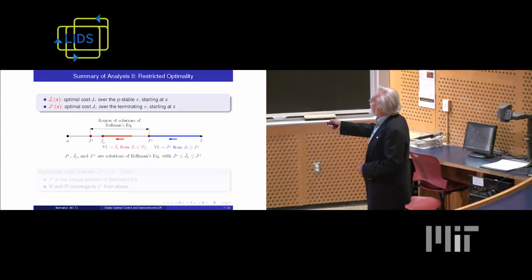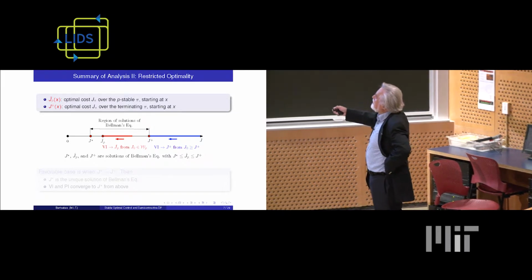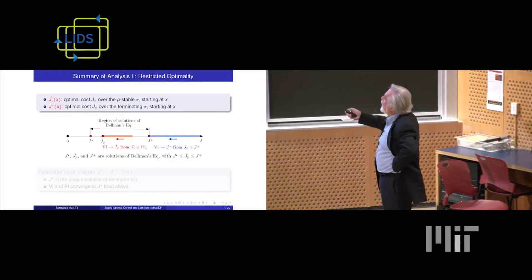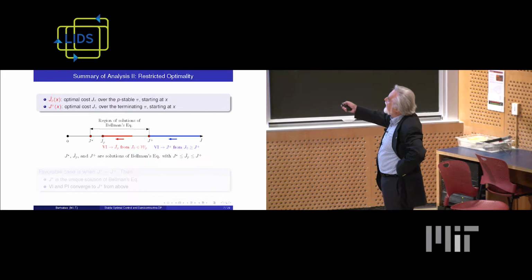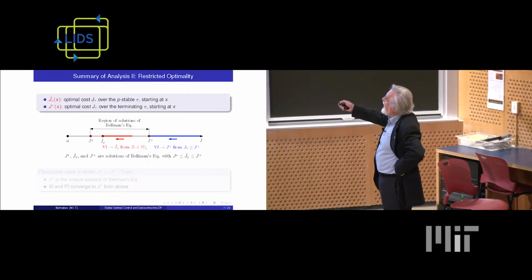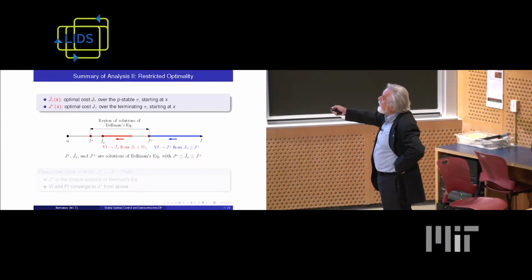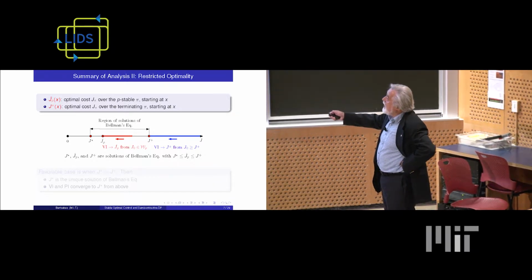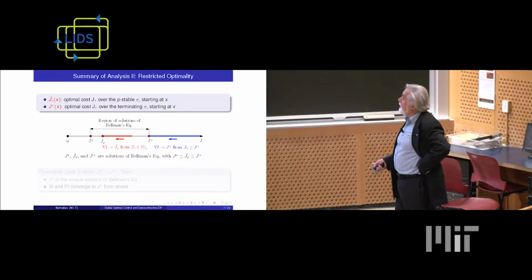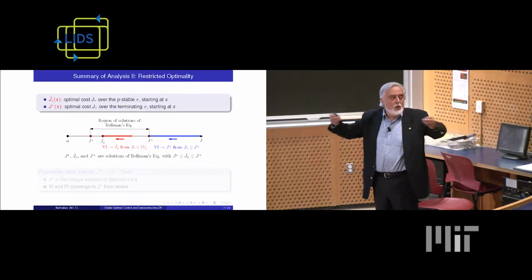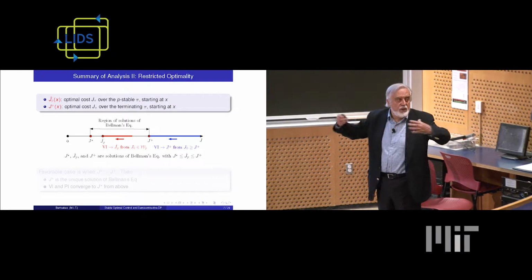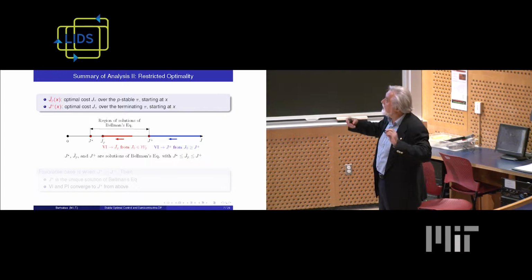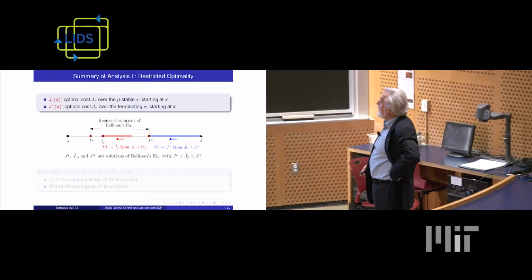And if you plot, in some kind of schematic way, J hat P, J plus, and J star, J plus majorizes all J hat P, which majorizes J star. So there's a hierarchy of cost functions, restricted optimal over stable policies, and also the overall optimal.